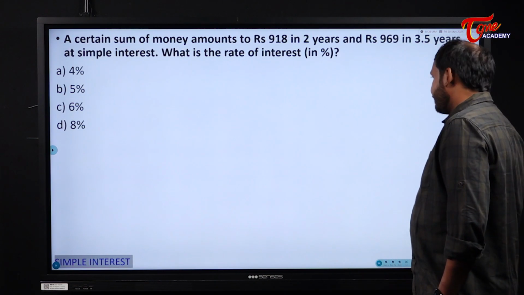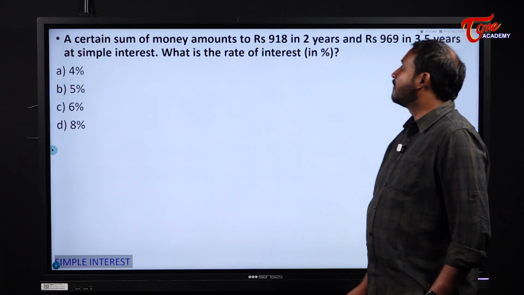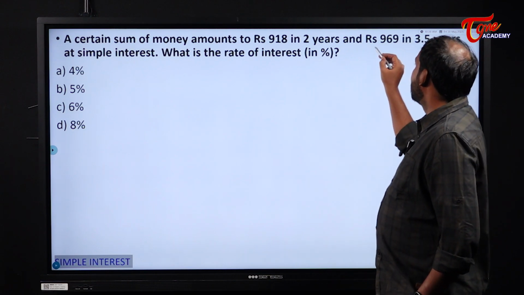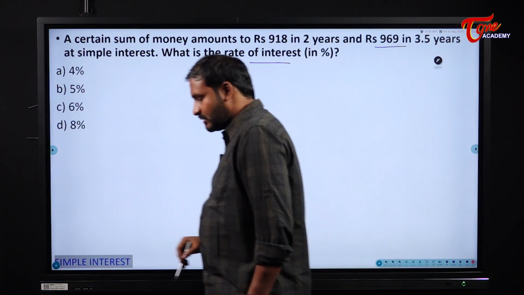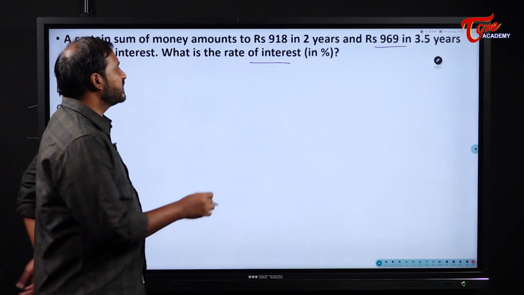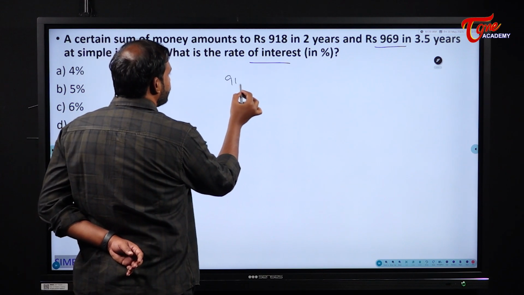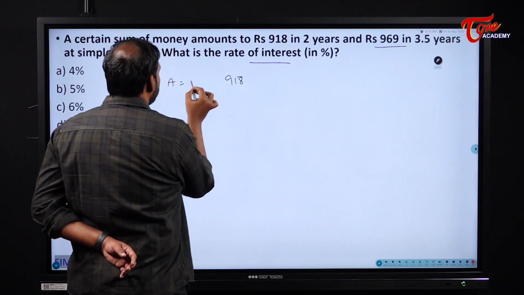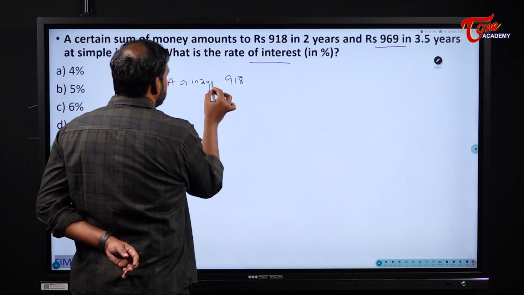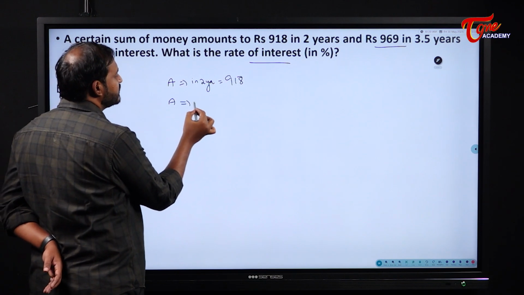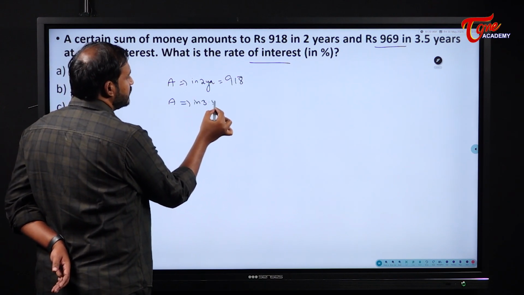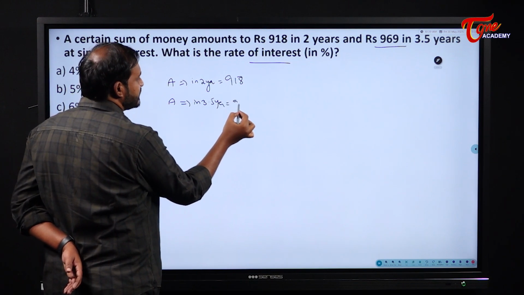Next one. A certain sum of money amounts to 918 in 2 years and 969 in 3.5 years at simple interest. What is the rate of interest? Okay, the amount in 2 years is 918. What is the amount in 3.5 years? 969.